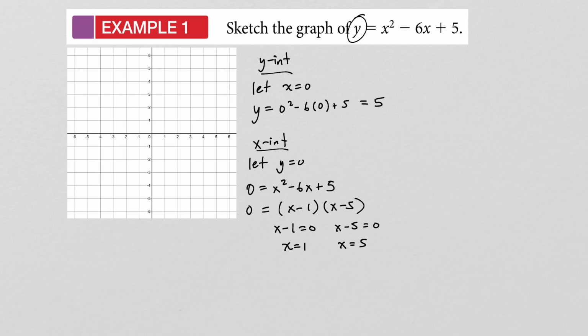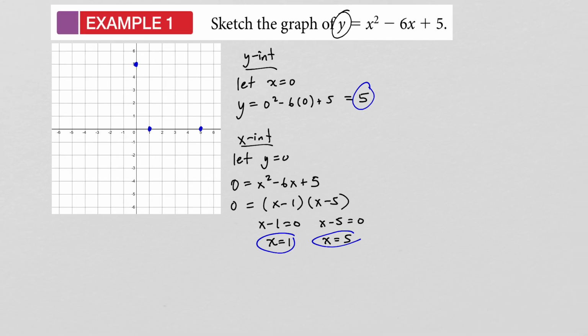So let's go ahead and graph these now. So the y-intercept was y equals 5. So that means it's going to hit the y-axis at 5. And the x-intercepts are x equals 1 and x equals 5. So x equals 1 is here, x equals 5 is here. Now to graph the parabola, you must have the vertex, okay?